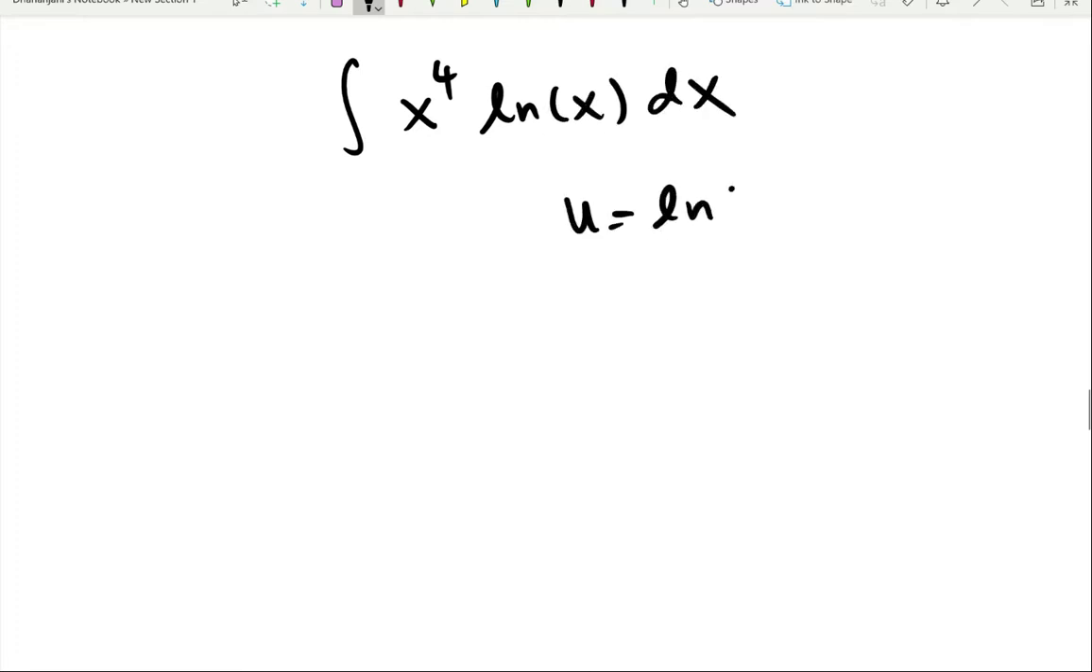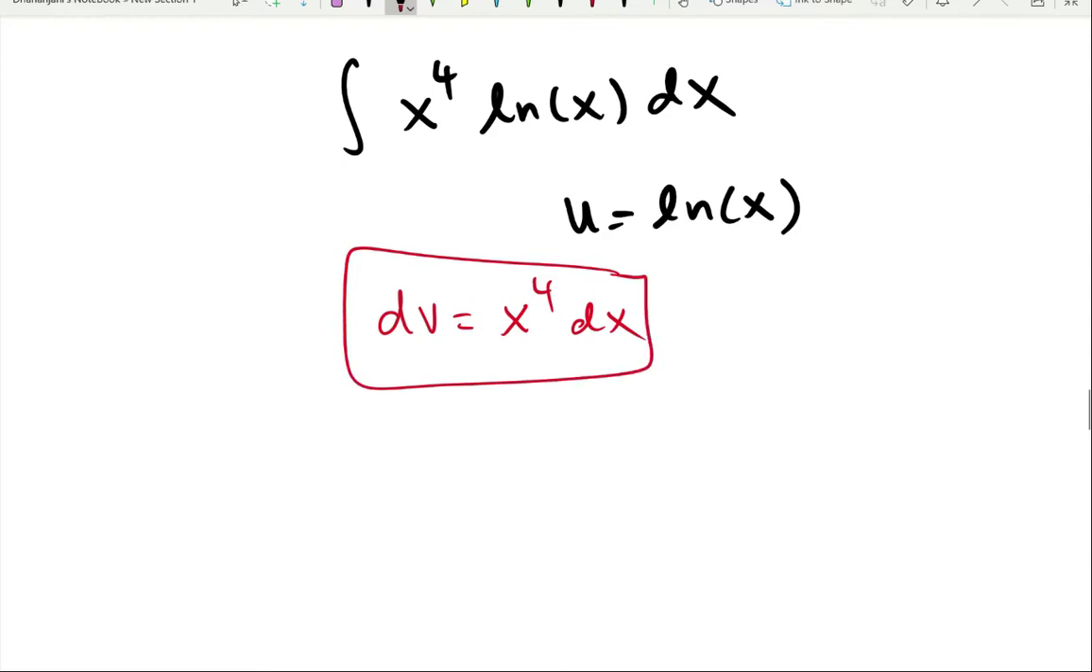Okay, let me do another example. The integral of x to the 4 natural log x dx. Let me say u is natural log x. Don't worry how I chose that one. We will learn that in the next video. Okay, u is natural log x. Now what is dv? dv is everything else except natural log x, which is x to the 4 dx. Don't forget dx. That's the definition of a differential.